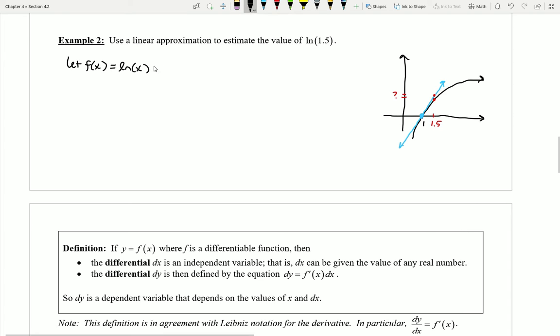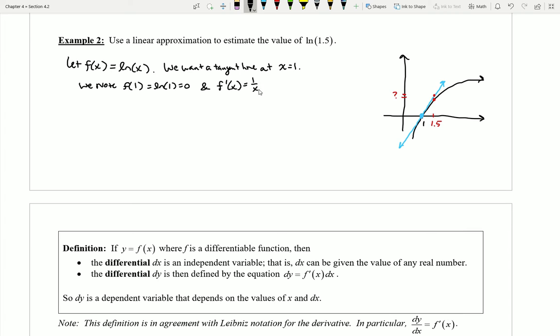So I'm going to go ahead here and state that we want a tangent line at x equals 1. So I can see here that we note that f of the value of 1 is equal to natural log of 1, which is 0. So I can start to see that I'm getting a point shaped up there. And I know that f prime of x is equal to 1 over x. And so that means that f prime of 1 is 1 over 1, which is just 1.